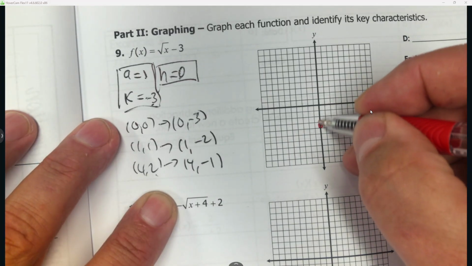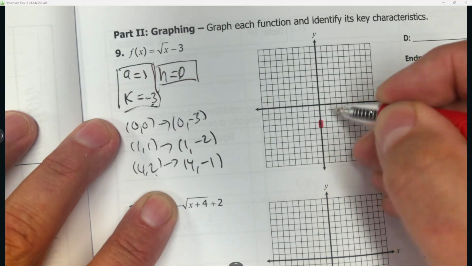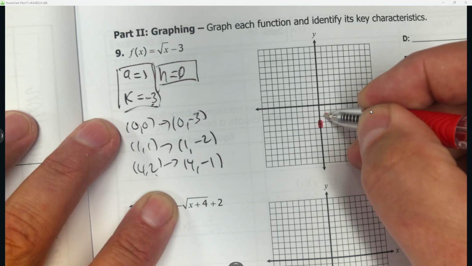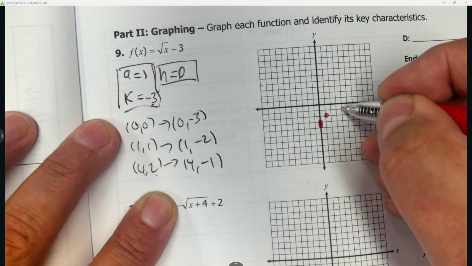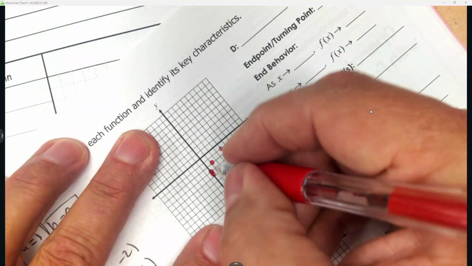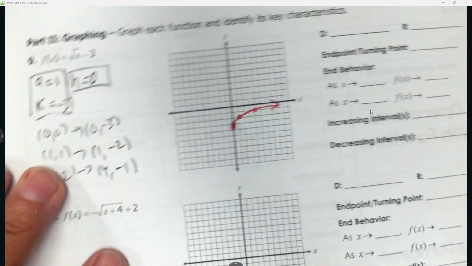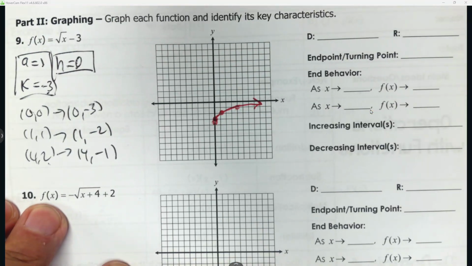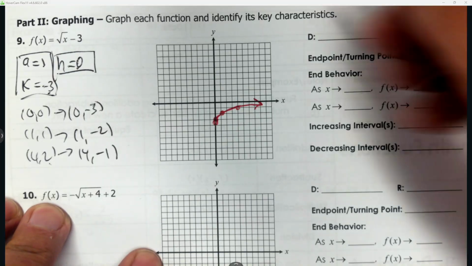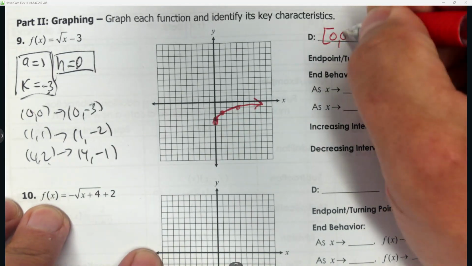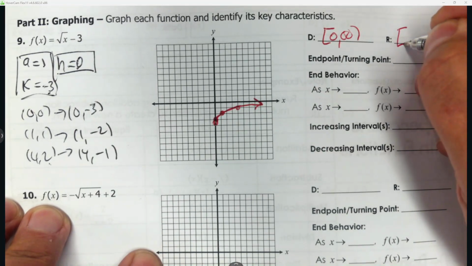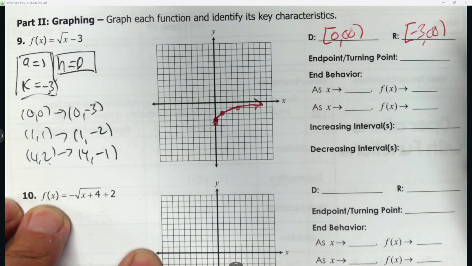Did I go too far? This is 0, -3, right up there a little bit. 1, -2, and then 4, -1, and then draw a curved arrow with those points. The domain is h, which is 0 to infinity. The range is k, which is -3 to infinity.